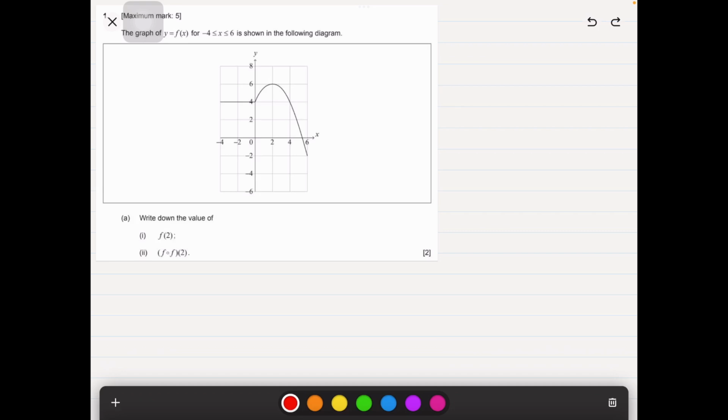The graph of y equals f of x for -4 is less than or equal to x is less than or equal to 6 is shown in the following diagram. So as you can see, the graph here shows f of x.